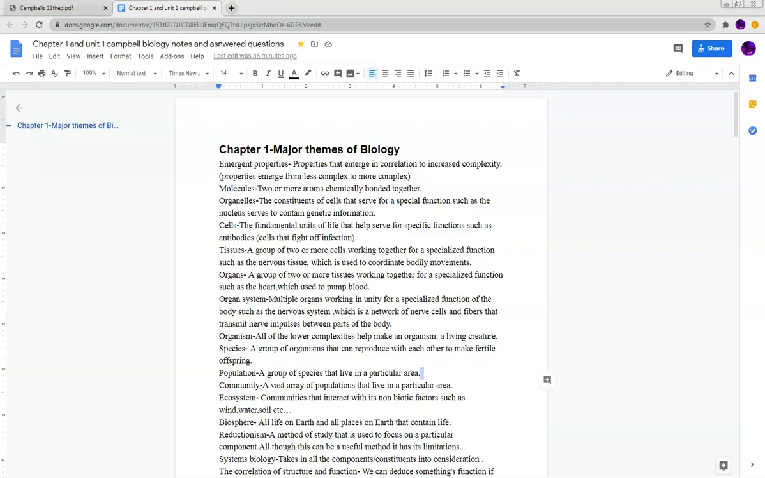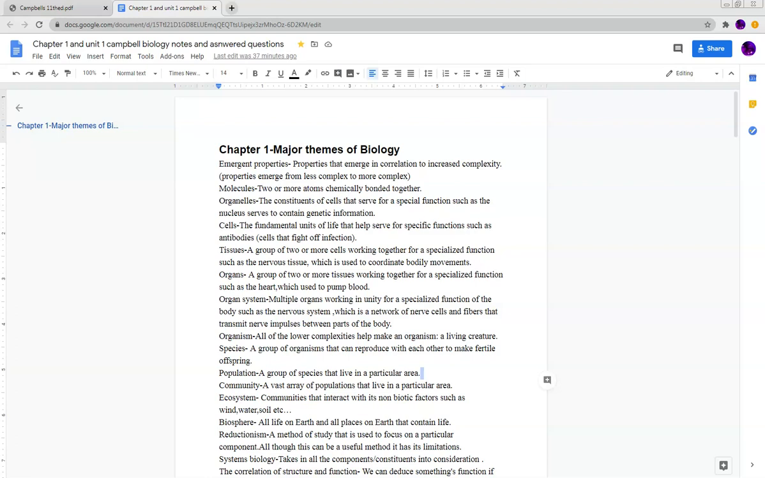Okay, so molecules are two or more atoms chemically bonded together. Okay, so organelles are the constituents of cells that serve for a function, such as the nucleus serves to contain genetic information. So basically, organelles are the constituents of cells that help the cell function. So the nucleus helps contain a lot of genetic information into a pretty small nucleus, if you ask me, considering how much genetic information you can fit. And then other organelles are like mitochondria, which is used to produce ATP, ribosomes, which are used in transcription and translation. They help protein synthesis, and just a lot of other organelles, right?